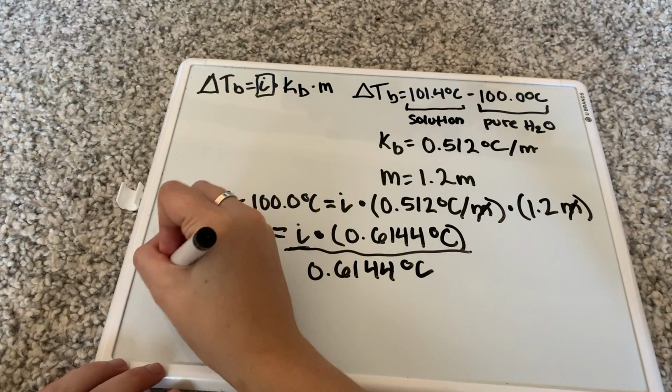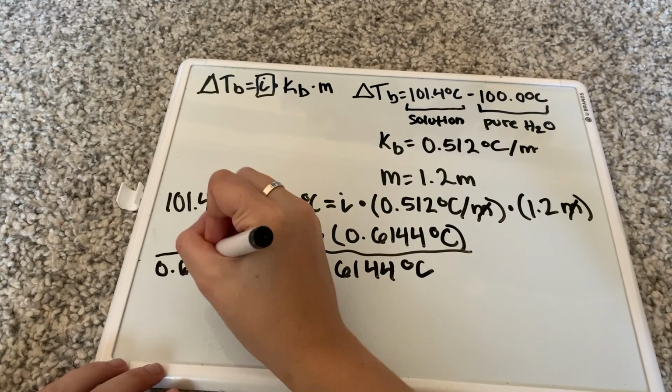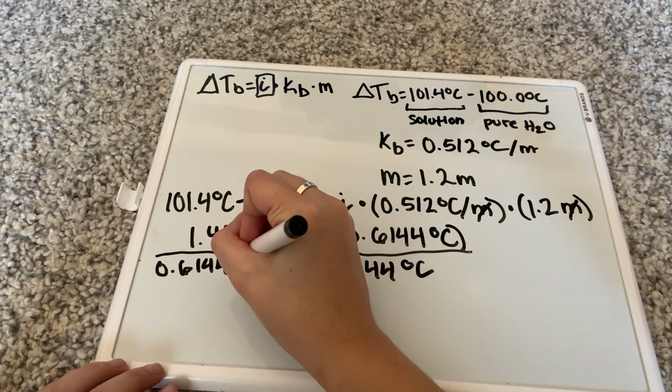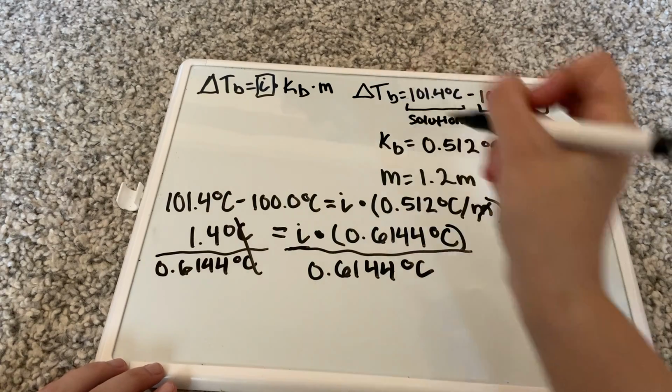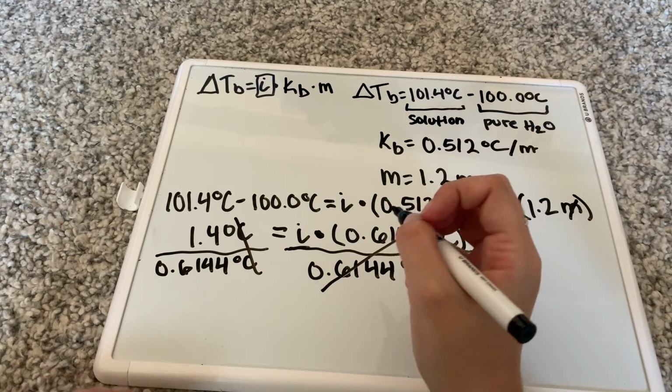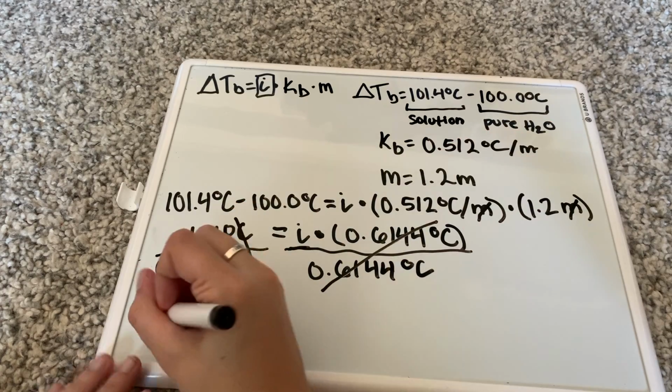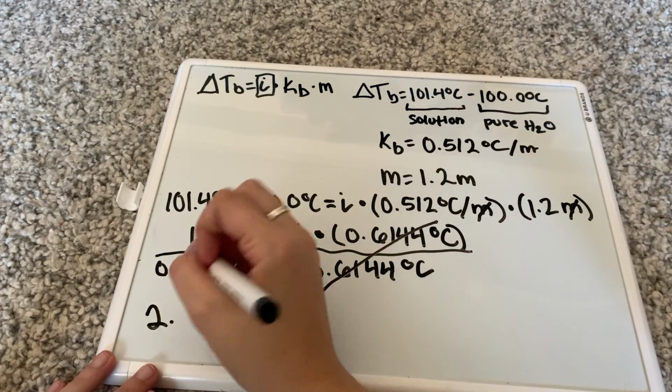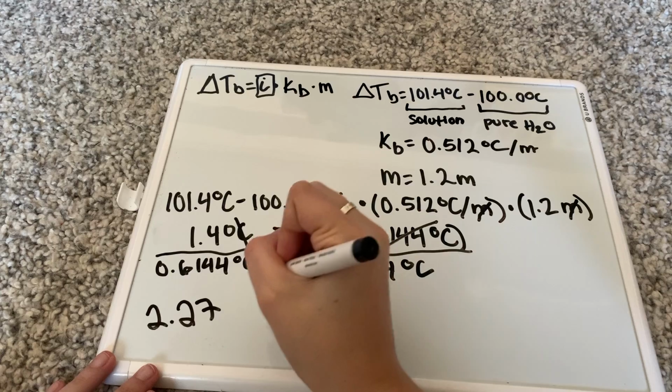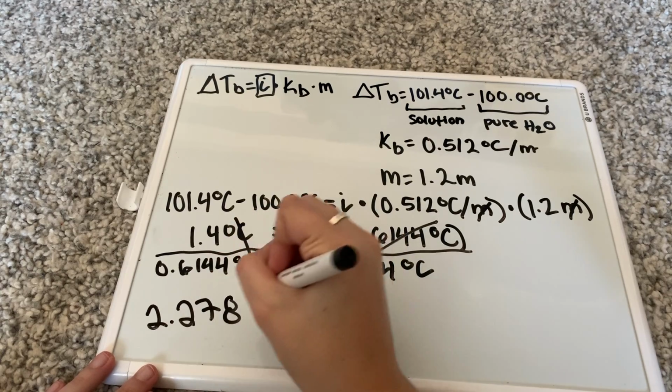Again, the units degrees Celsius on the right side of the equation will cancel each other out, which is important since the van 't Hoff factor doesn't have any units. And on the left side of the equation, we will just be left with i. From my calculator, I get a number with a pretty long decimal, 2.278646 as the value of i.